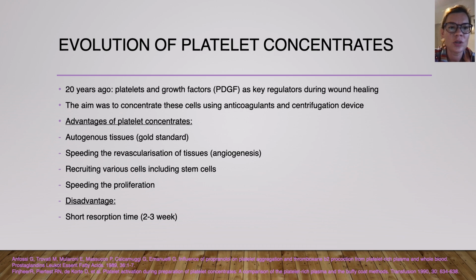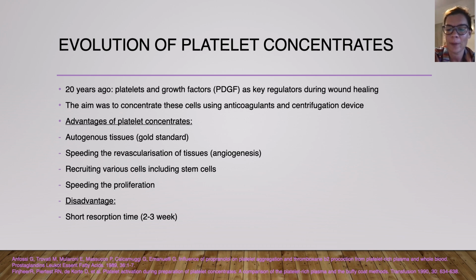The advantages of these platelet concentrates are that they are autogenous materials, so it means that they are gold standard. They will speed up the revascularization of the tissues of our augmented area, and also they will speed up the proliferation, and they will recruit various cells, including the stem cells as well. There is only one disadvantage of this type of product. It is the short resorption time. So they will resorb in 2 to 3 weeks.